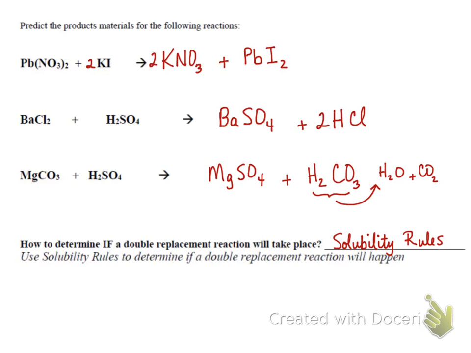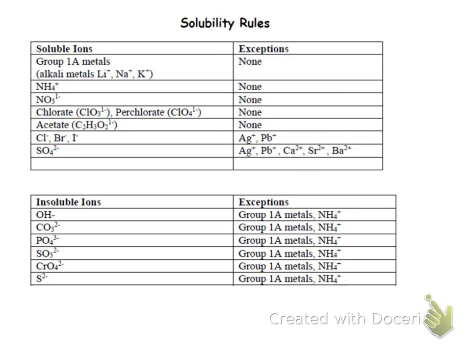So how do you determine if a double replacement reaction is going to take place and make a solid? You have to use what are called solubility rules, and those are shown on the next page. And you don't have to memorize these, they are given, but you do have to know how to use them. And the way this table is organized is these ions are the ones that are soluble, and what soluble means is they are aqueous in solution. They don't form a solid with water.